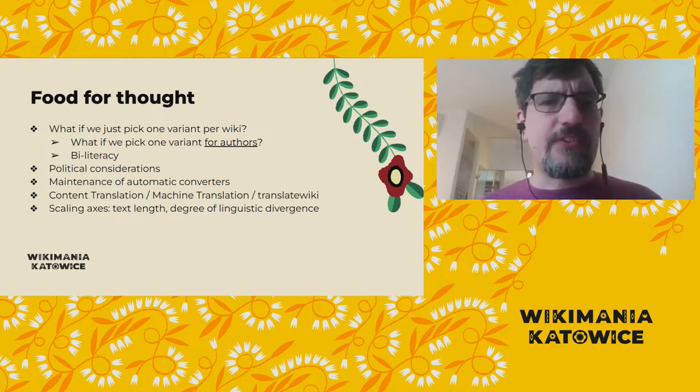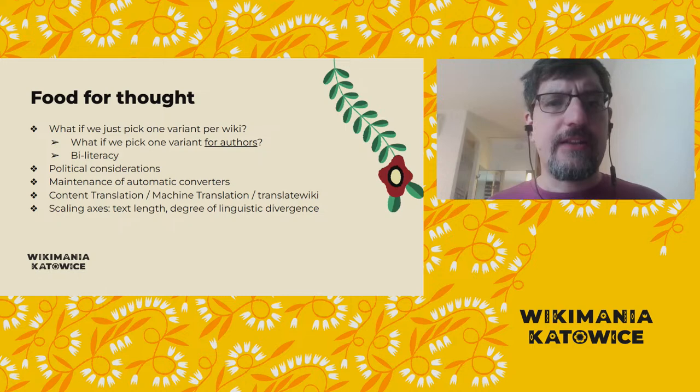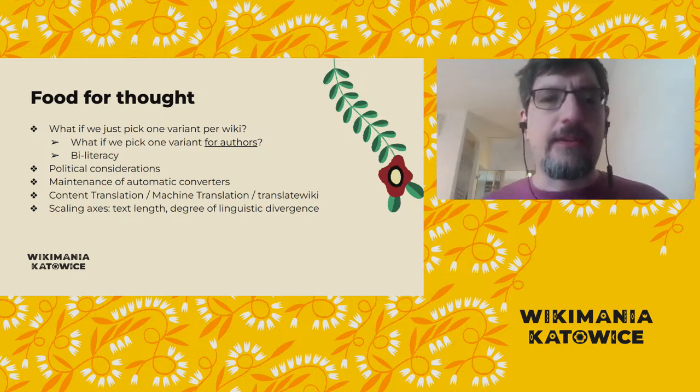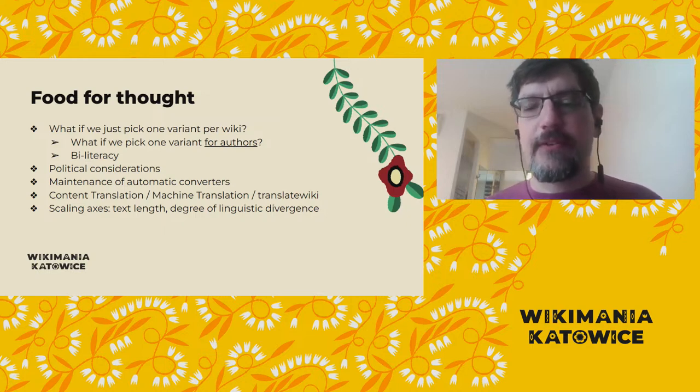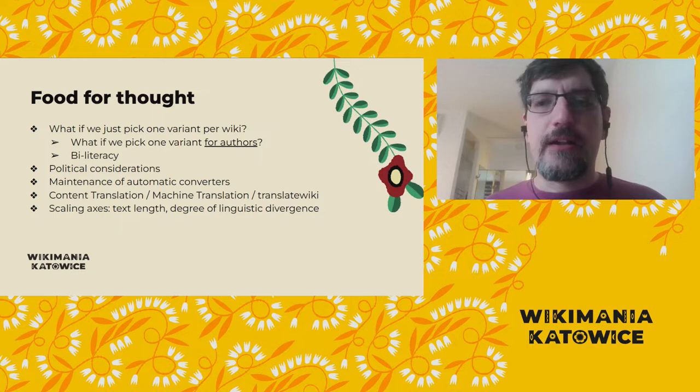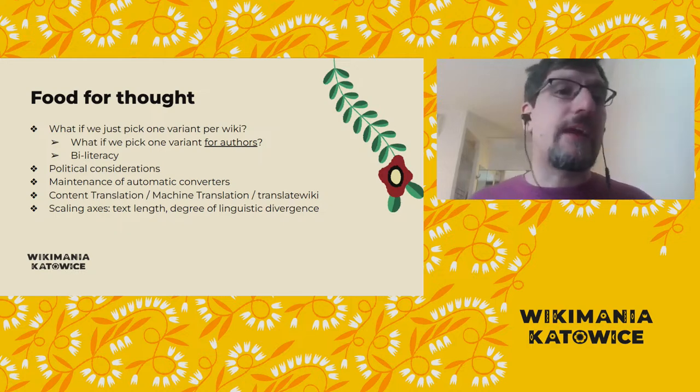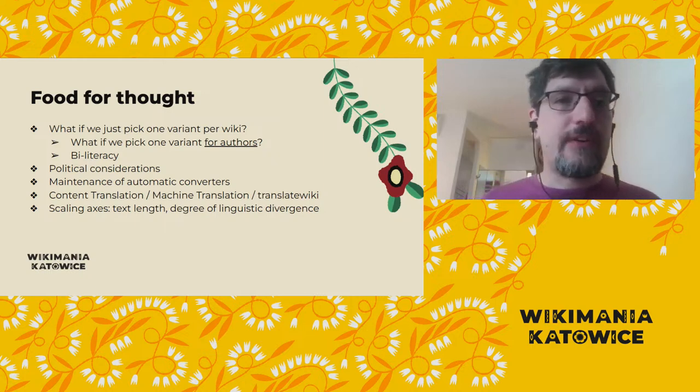Where linguistic divergence is high, we currently use tools like content translation or MinT. But it may be worth thinking more about the ways which we might use those tools even for more closely related variant pairs on wiki where we currently use Language Converter. Machine translation ought to be really extremely accurate when you have close variants like the ones which Language Converter currently targets.